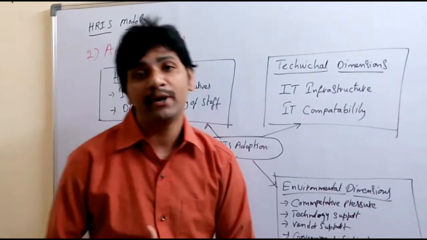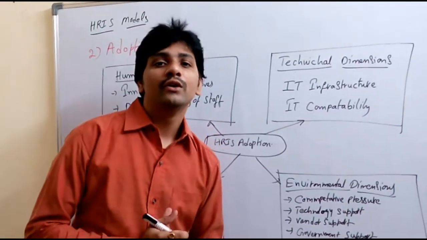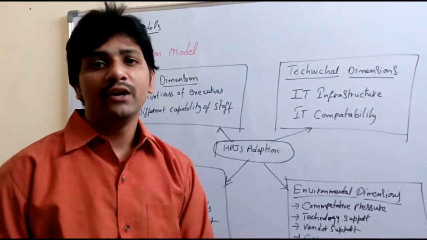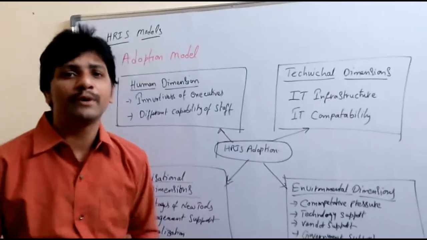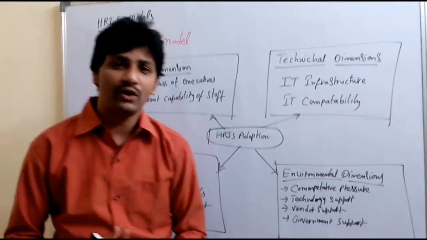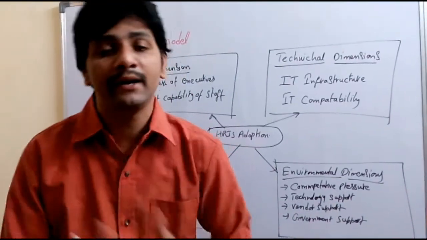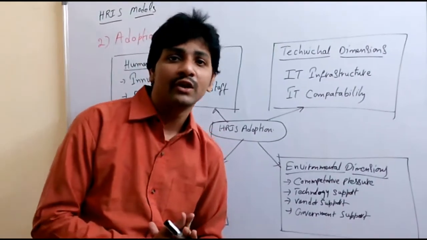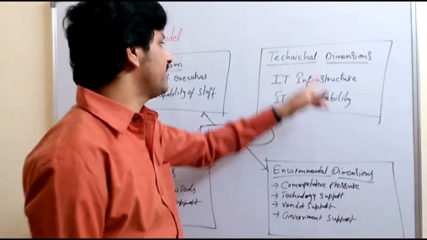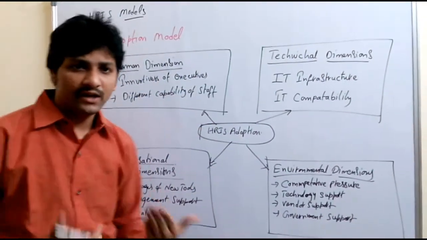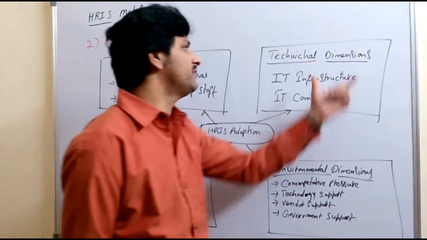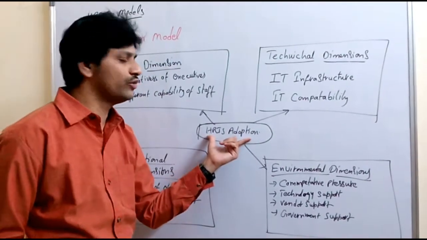At the same time, IT compatibility is also one of the issues. Compatibility means which operating system will use which type of software, which software is compatible with which hardware, and which network is compatible with which type of software. All these things are taken care of. That is about the technical dimensions. In the new era, there are different types of technical dimensions, and the best of them are adopted.